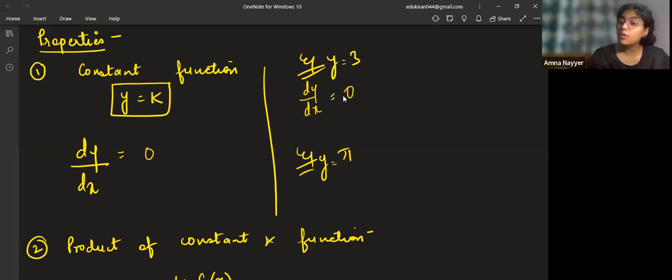Or pi is also a constant number. You know its definite value. This definition is fixed. So dy over dx for pi will be 0, if you're having just a constant function.